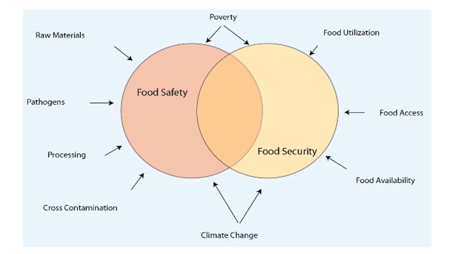So here briefly we will discuss the intersection of food safety and food security. We have already discussed food security. Another important aspect is food safety. Food is not enough if it is available or affordable; it should be safe.